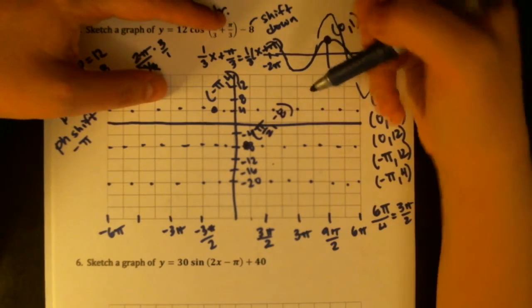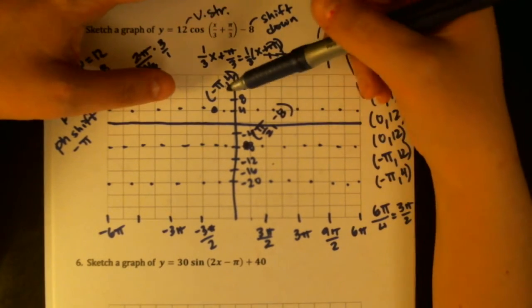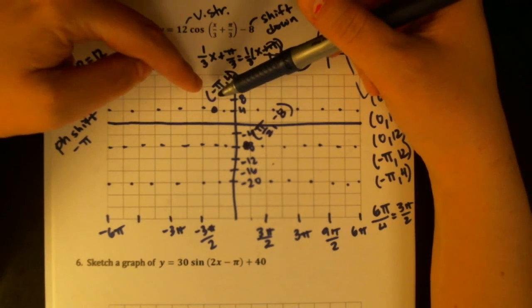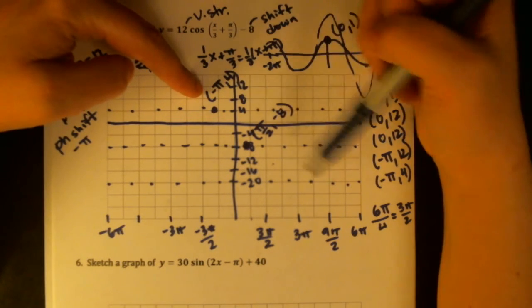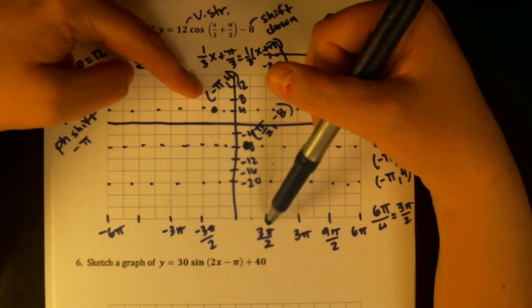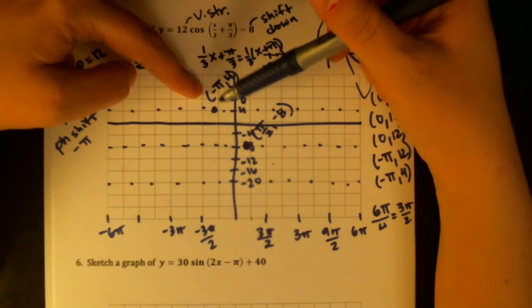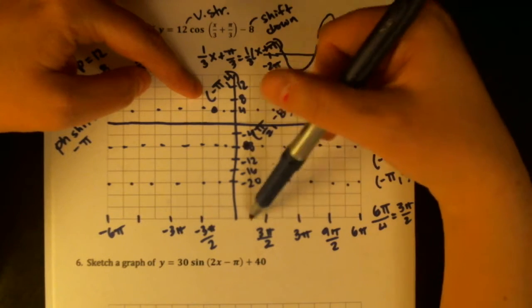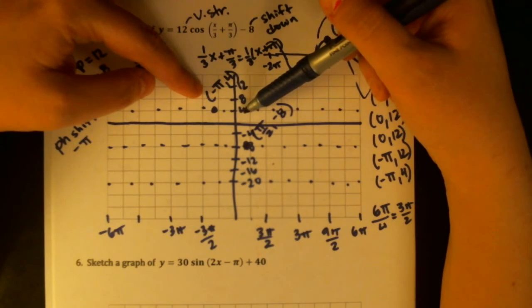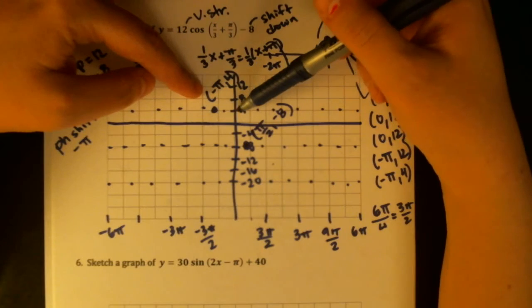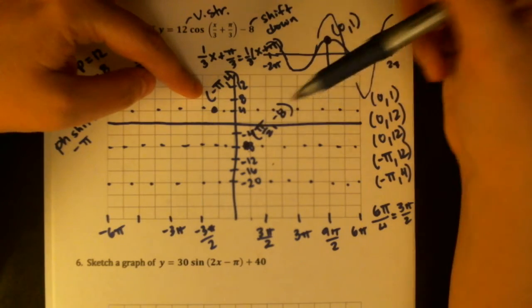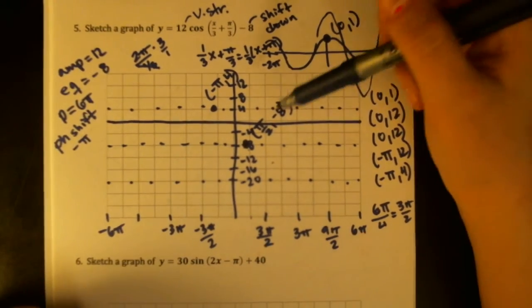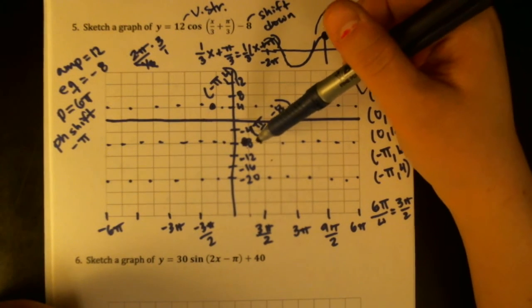Since I was confusing myself on that, let me make sure you're okay. I know that from this point, if I go over a quarter of a period, 3 pi over 2, I should hit equilibrium. So from negative pi, if I go over 1.5 pi, I should end up at half pi. And then I just have to label one more point carefully.